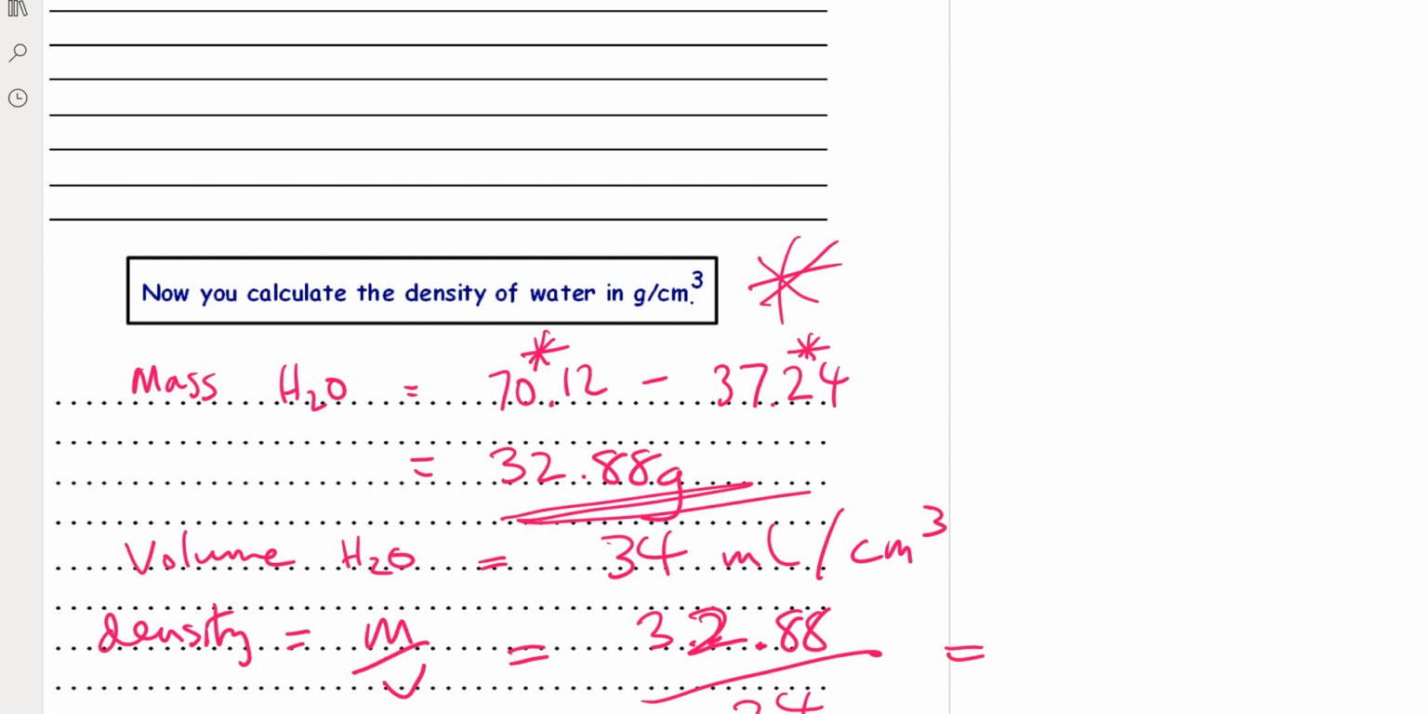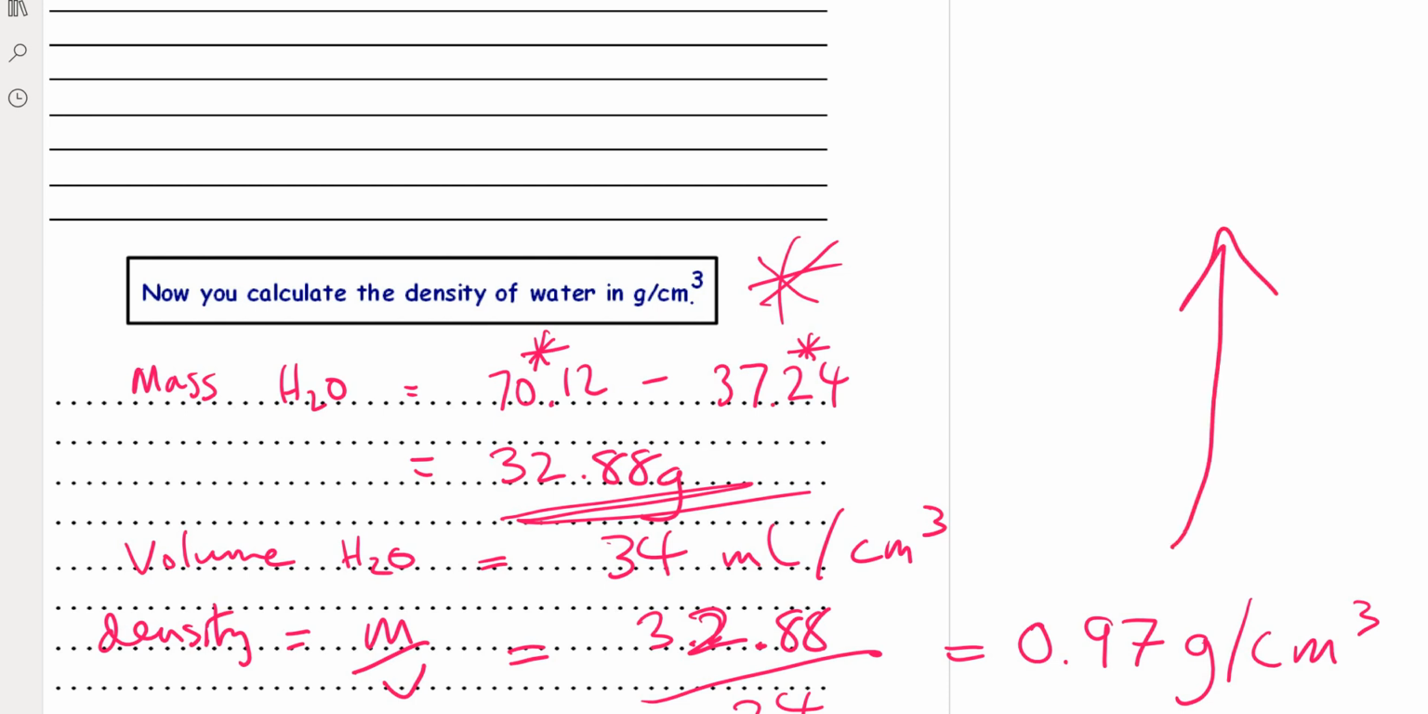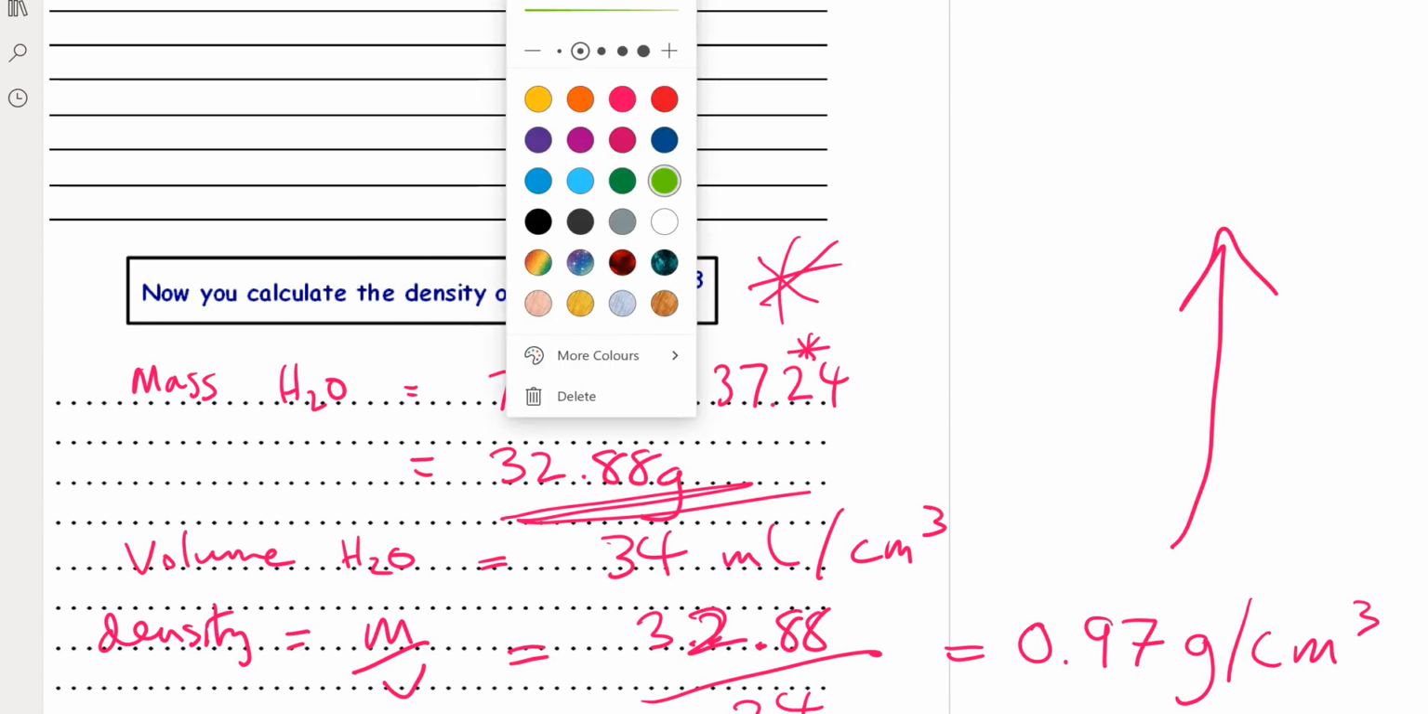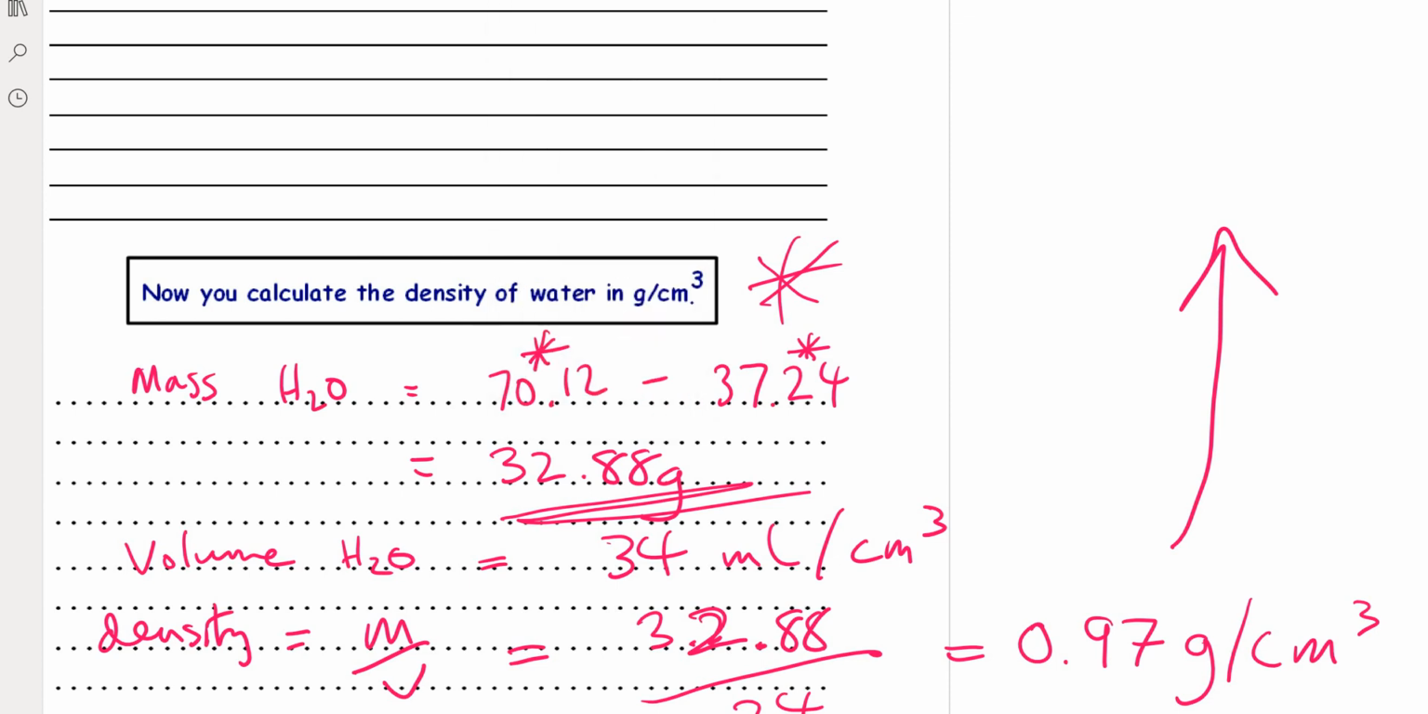And finally, you get an answer, and it is to 2 dp, 0.97 grams per centimetre cubed, or 0.97 grams per milliliter. Now that is not a bad figure, because pure water actually has a value of, to 2 decimal places, 1.00 grams per centimetre cubed. That is the end of lesson 2.